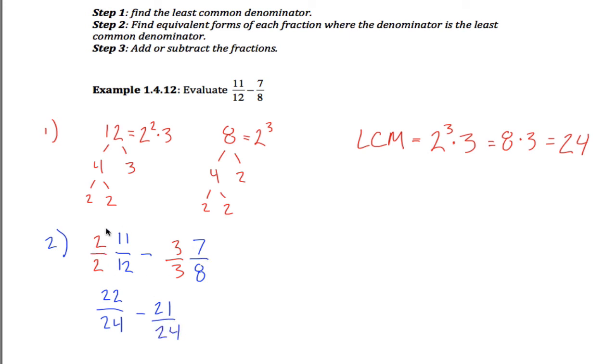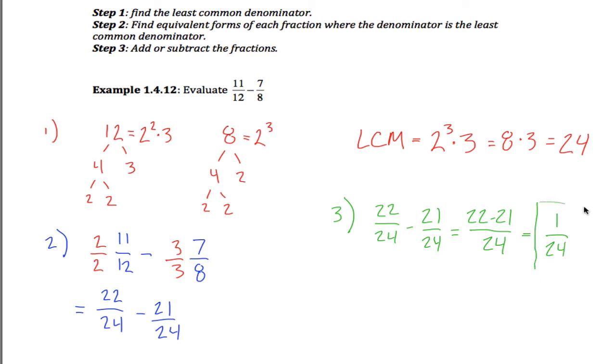So what I've done is I've changed the original problem into an easier problem to solve, a problem where I have a common denominator. And I know how to solve problems when I have a common denominator. I can finish this problem over here. If I want to figure out 22 24ths minus 21 24ths, all I have to do is subtract the numerators. I say 22 minus 21 over 24, and 22 minus 21 is just 1. So my final answer is that 11/12 minus 7/8 is equal to 1/24.